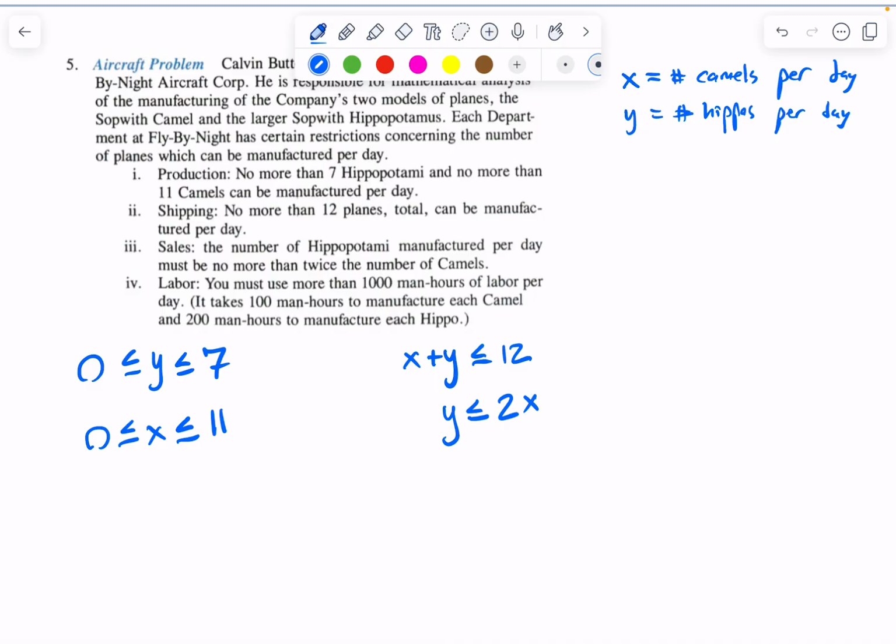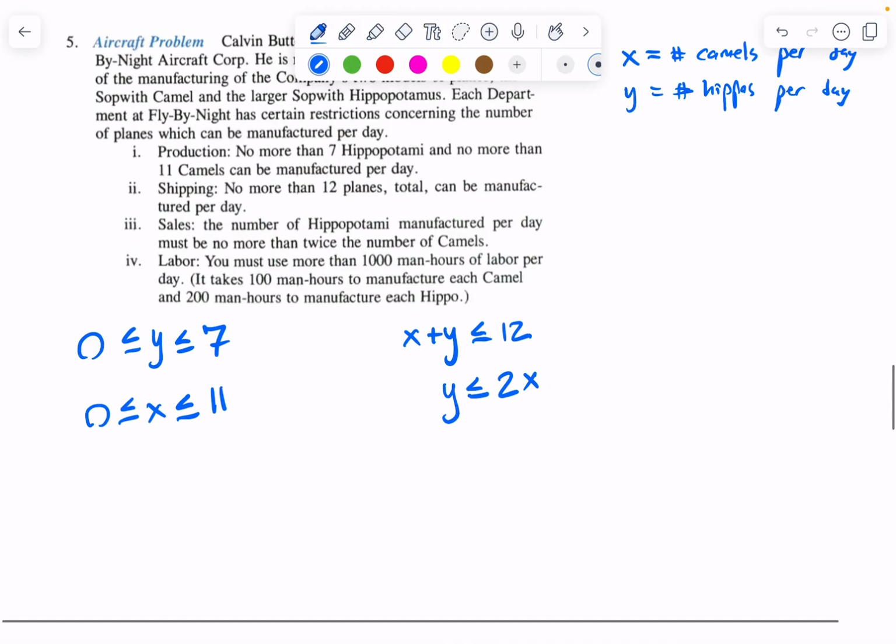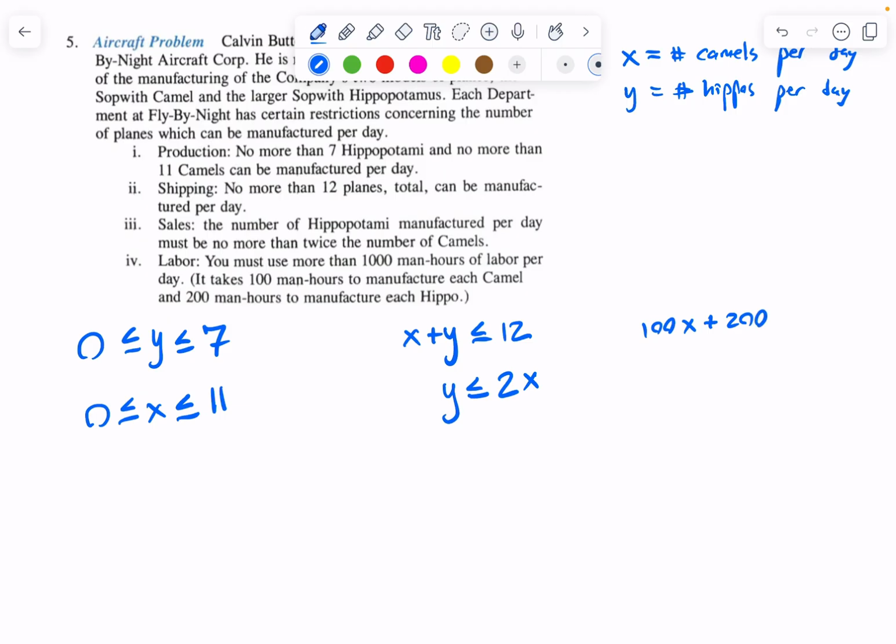Okay, in labor, you must use a certain amount of hours. You got to employ those workers, okay? So we've got, it takes 100 hours to make each camel, that's an x, plus 200 man hours to make each hippo. And that has to be greater than or equal to 1,000. All right, those are all of our equations.